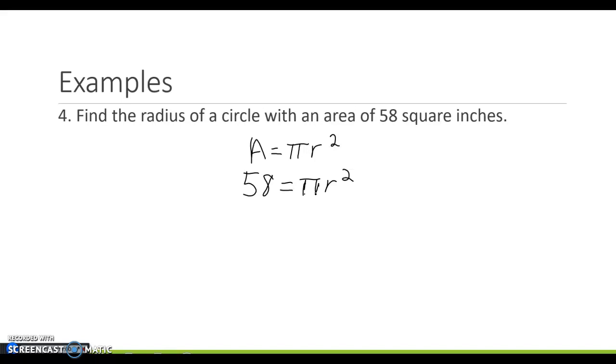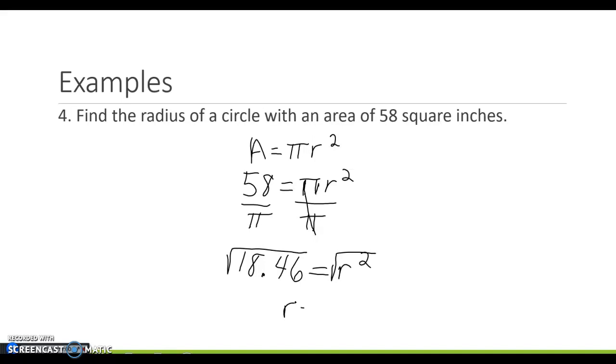So first what we're going to have to do is divide by pi, and I would say go ahead and do this on your calculator, and let's keep 2 decimal places, or round to the nearest hundredth. 58 divided by pi is 18.46 equals r squared. Okay, then to get rid of the squared part, we're going to take the square root of both sides.